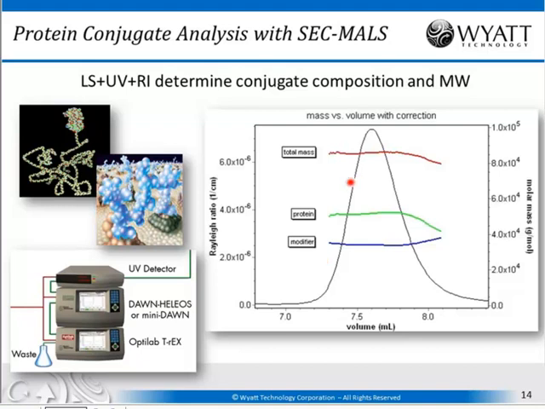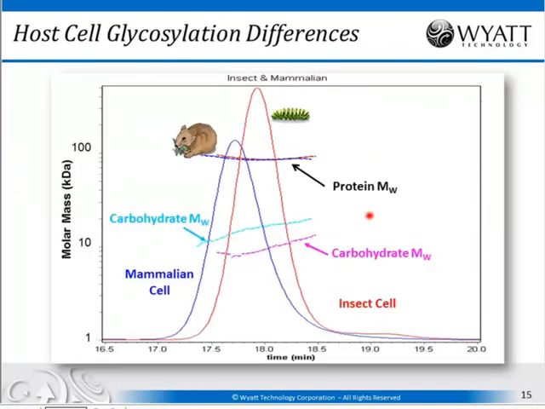And so here's an example where we see across this peak, we've determined the molecular weight of the protein and of the modifier, and then the total complex, which is the sum of those. Here's the total mass. And in this example, we're looking at differences in host cell glycosylation, so expression in a mammalian and an insect cell. The protein molecular weight determined using the protein analysis, which is a feature of the Astra software, comes out identical for both of these expression cells.